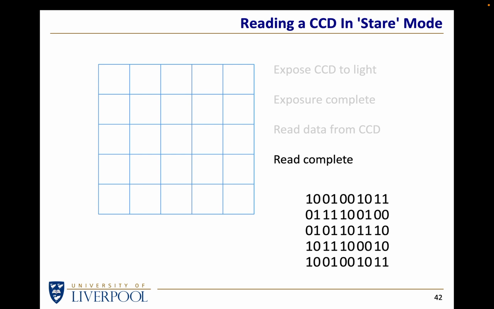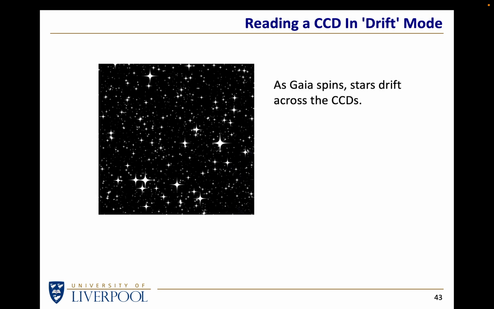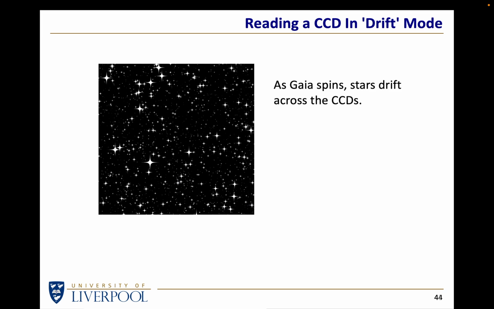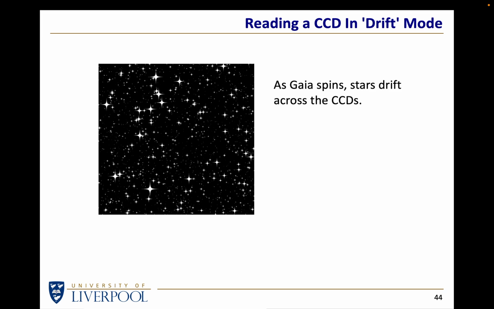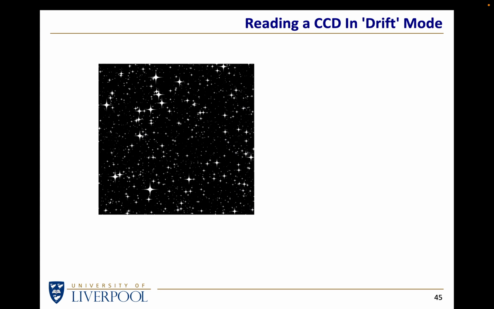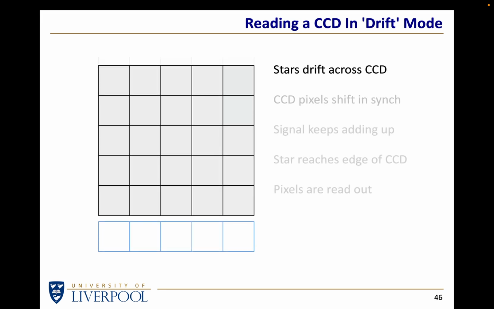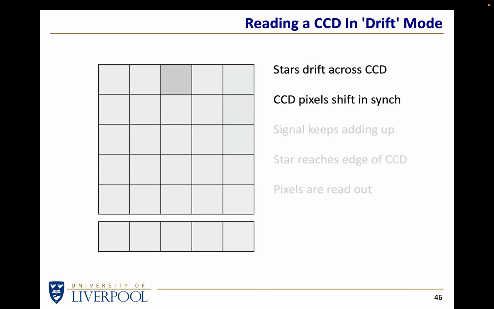Gaia doesn't stare at a patch of sky and then read the data out. Remember, Gaia is spinning, which means the stars are drifting across the CCD. So we can imagine the stars drifting across the field of view, but the really clever thing is you arrange it so the rate at which the stars drift across the CCD is precisely the same as the rate at which you are scanning and shifting all of the information in the CCD.